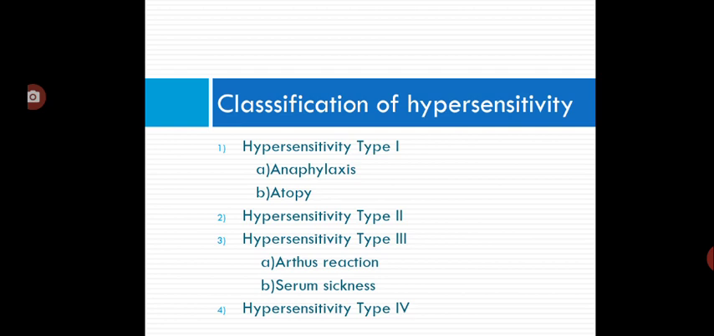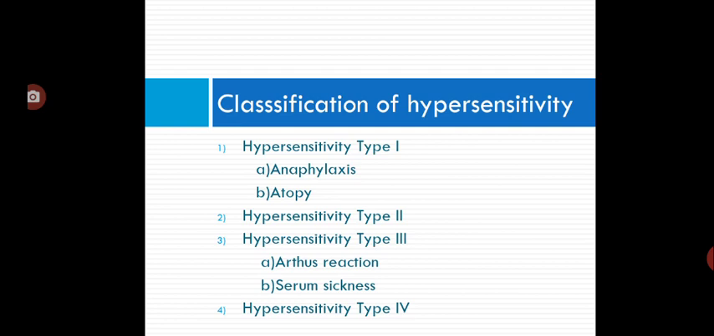Type 2 hypersensitivity is also called cytotoxic reaction. This reaction is mediated by IgG or rarely IgM antibodies directed against antigen on the surface of cells, resulting in cell damage. Example, hemolytic disease of the newborn.